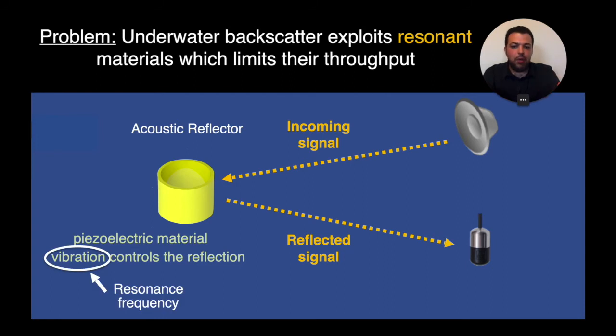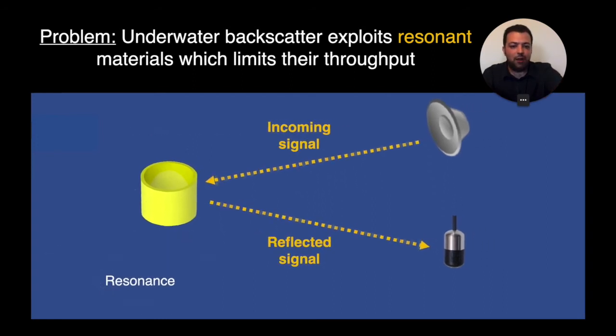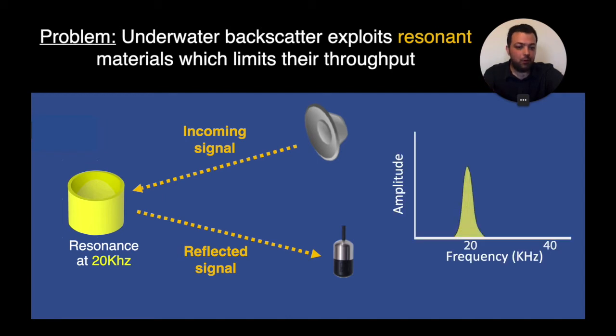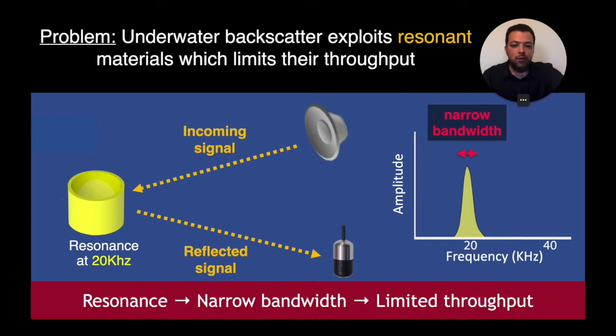And the problem with the resonance is it is very narrow bandwidth. If you take a piezo with a resonance frequency of, for example, 20 kilohertz, and you plot the amplitude of the vibration of this piezo, what you will get will look like this. As a result, you will only get the signal around 20 kilohertz, which is very narrow bandwidth. The conclusion here is the resonance of the piezo is narrow bandwidth, and as a result, the communication with this element becomes very limited in throughput.